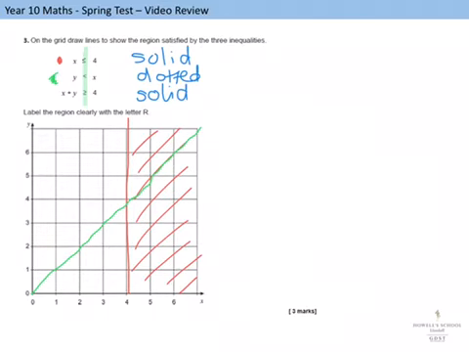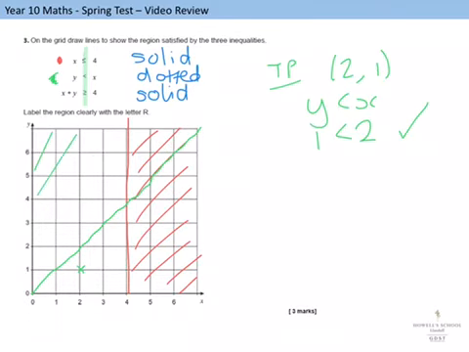What we might want to do here is pick a test point, and I'm going to try the point 2, 1. So I've got that y is less than x, and I'm going to sub that test point in. So y is 1, which is smaller than 2. 1 is smaller than 2 is correct, and therefore the test point I chose is right, so I'm going to shade out the other side.